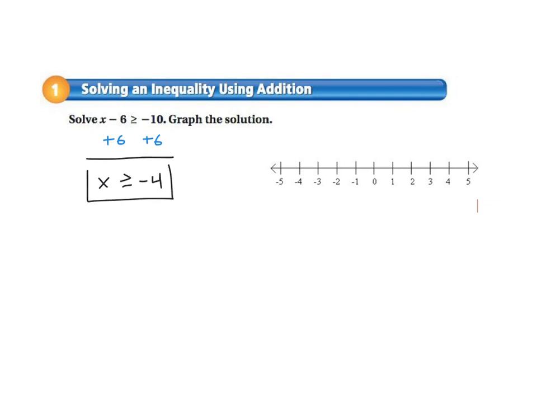So this is our solution, and to graph it, remember, since it's greater than or equal to, we do a closed circle at negative 4. And since this reads x is greater than, we want to show that our answer is all of the numbers that are bigger than negative 4. So that would mean moving to the right on our number line. So close dot and moving to the right, and we're done.